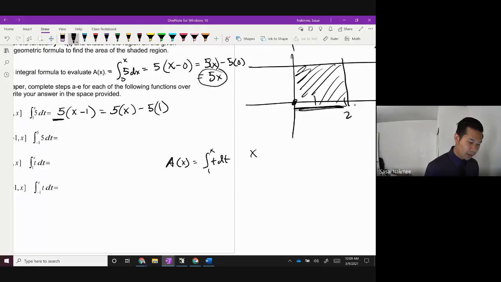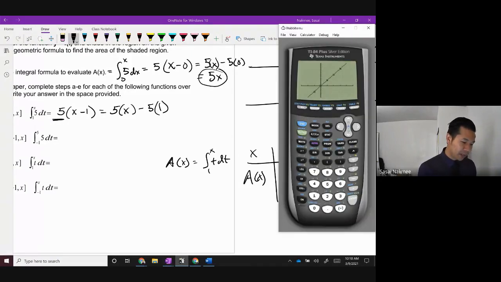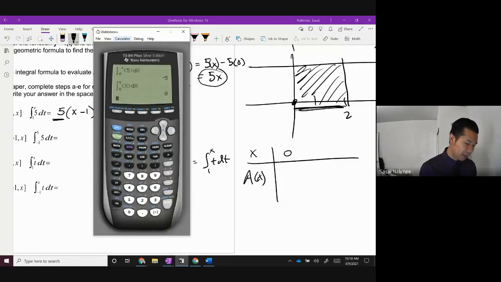So this is going to be x. This is going to be a of x. Just for a quick example, let's go for 0 right there. You're going to plug this value into your calculator. I know it's a t value, but we're just using it as a placeholder. So I press math, go to option 9. This is going to go from 0 to 0 of x dx, which is just going to come out to 0. That one's not a good one.